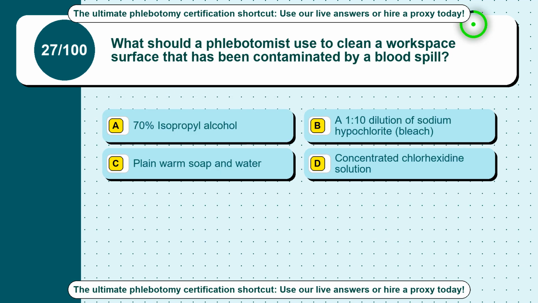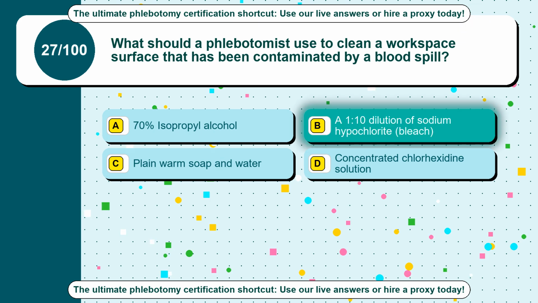Question 27. What should a phlebotomist use to clean a workspace surface that has been contaminated by a blood spill? Option A, 70% isopropyl alcohol. Option B, a 1:10 dilution of sodium hypochlorite, bleach. Option C, plain warm soap and water. Option D, concentrated chlorhexidine solution. The correct answer is option B, a 1:10 dilution of sodium hypochlorite, bleach.